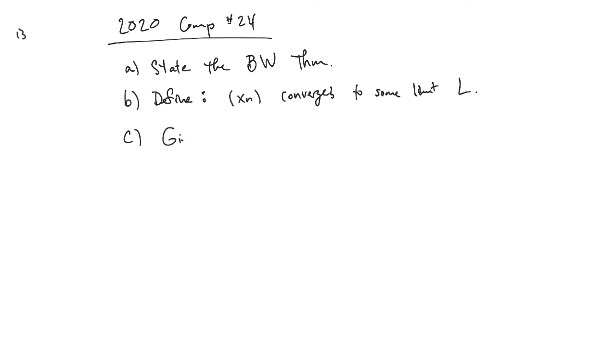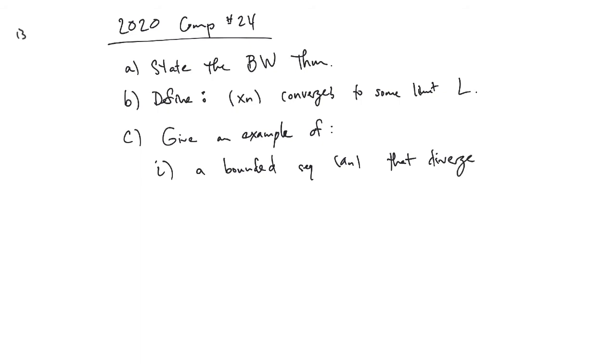It says, give an example of, and then you got 3 little parts. This is something on the comp, they often have little parts inside of parts. A bounded sequence, a_n, that diverges. You want to give me an example? This you're just supposed to make something up. A bounded sequence that diverges.